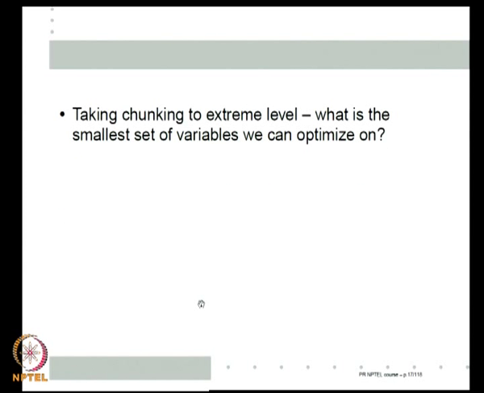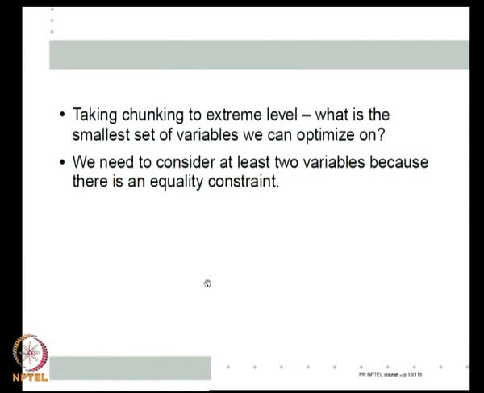Now, as we have seen, chunking is basically doing a few variables at a time. So, I can ask what is the extreme chunking I can do, what is the smallest set of variables I can optimize on. Can I do coordinate-wise optimization in this problem? I can't, because the mu_i's have to satisfy one equality constraint, summation mu_i yi is equal to 0. What it means is, if I am currently at a feasible point, so I am at some mu1, mu2, ..., mu_n which is feasible, meaning which satisfies all the constraints, and I change only one mu, keeping everybody else the same, obviously I will go out of the feasible region, because I can no longer satisfy the equality constraint.